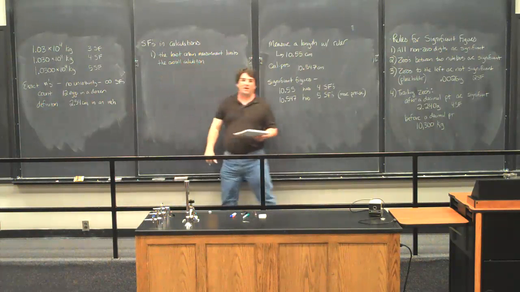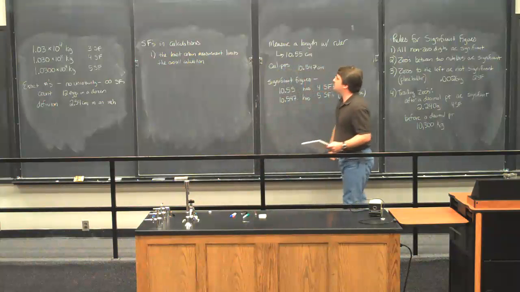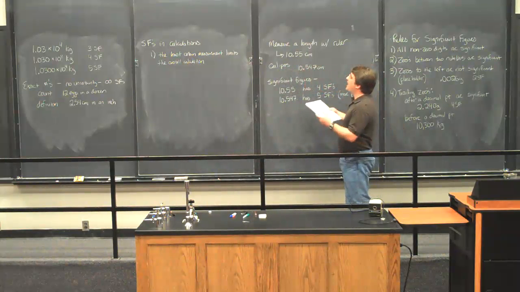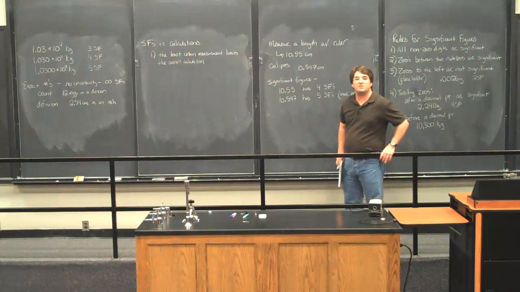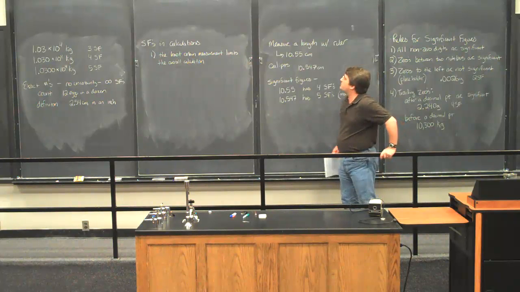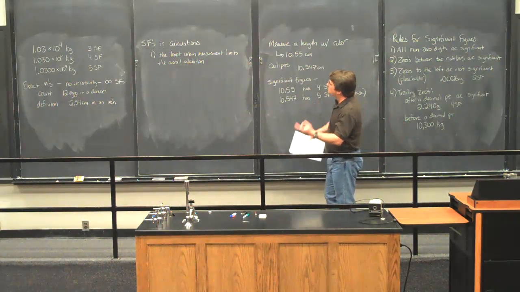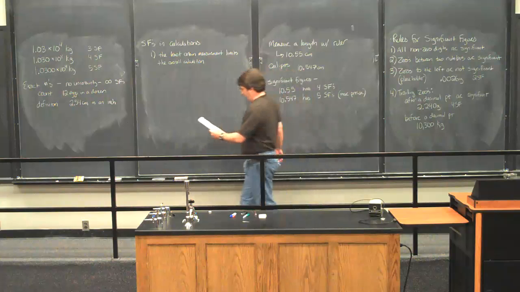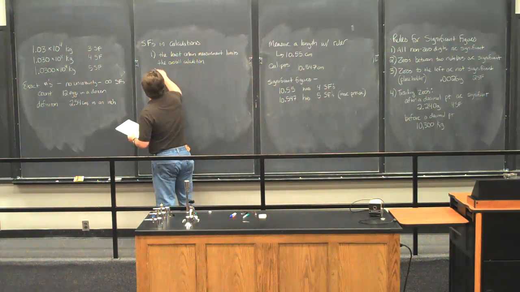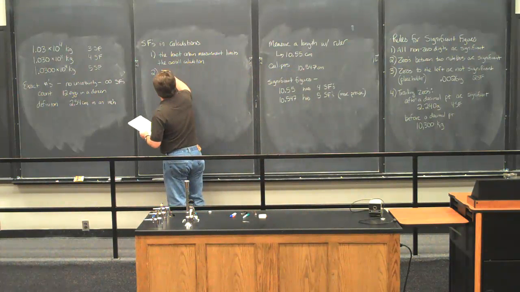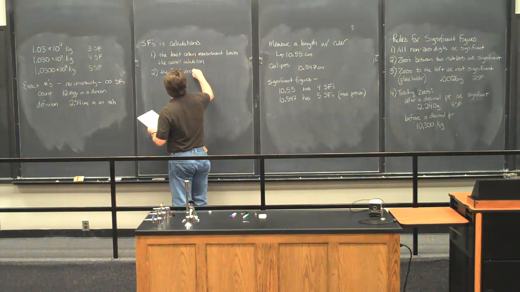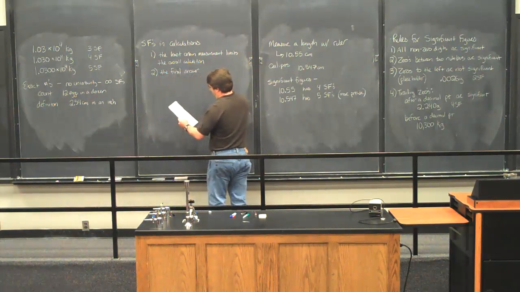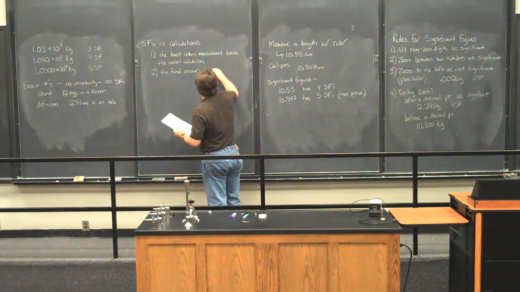It's like saying a chain is only as strong as its weakest link. A calculation is only as precise as its least precise measurement. So the lowest number of significant figures in your measurements is going to limit the overall calculation. And our second concept here is the final answer should have only one uncertain digit.